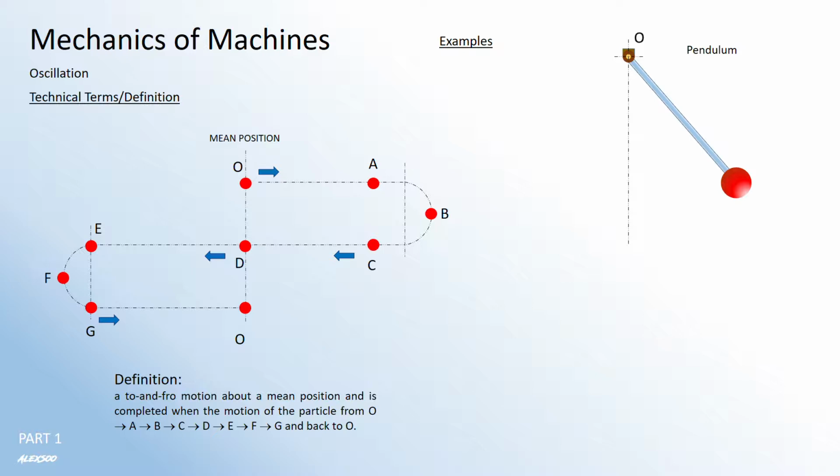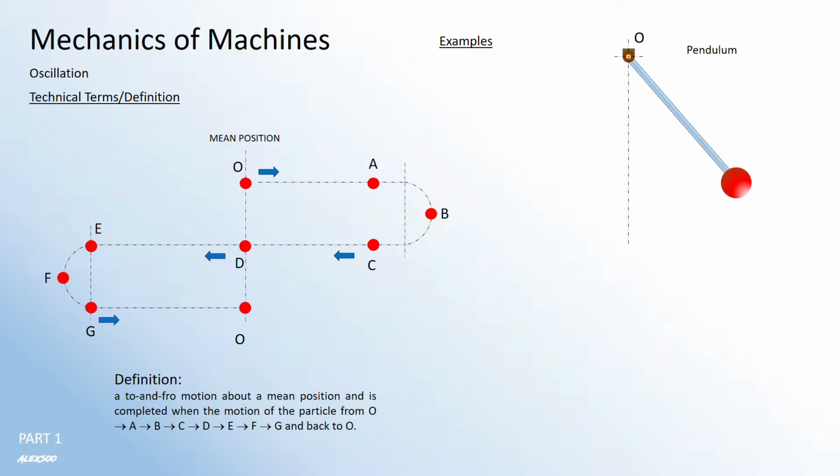Once it has completed its movement towards the left and to the right, back to the mean position, we consider that as one oscillation. So oscillation is defined as a to and fro motion about the mean position of the particle, and it is completed when the particle moves from O to B, and then to F, back to O. That is an oscillation.